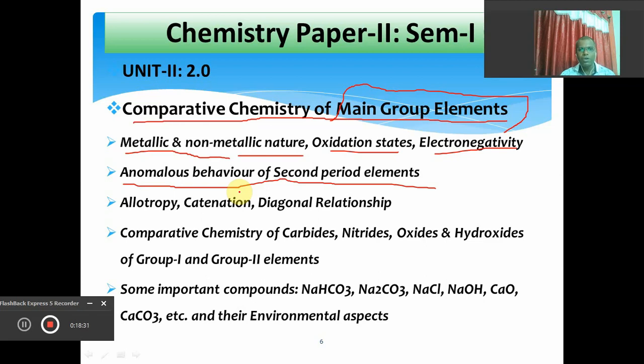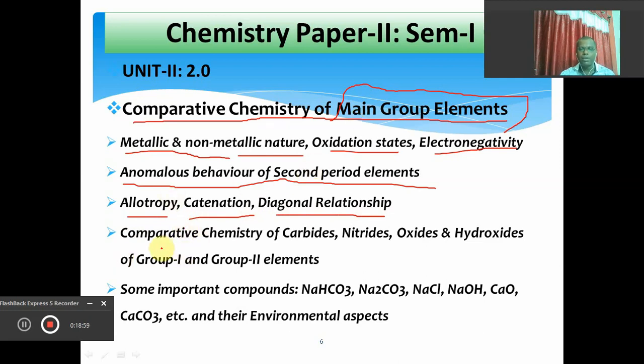Whatever elements are present in the same group, the same column, always show the same property, but the elements present in the second period, the second row, show a different behavior as compared to the other members of the same family. That property is called anomalous behavior. Again, these elements show allotropy, catenation, and diagonal relationship. So all these things will be discussed in the comparative chemistry of main group elements, which is unit number 2.